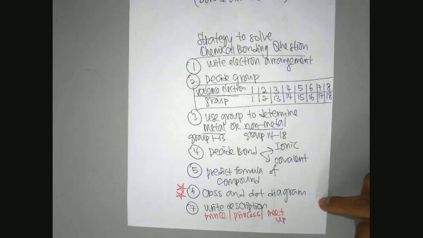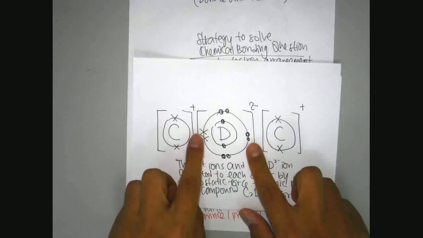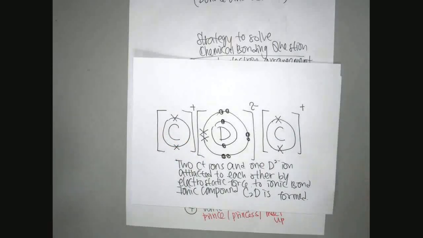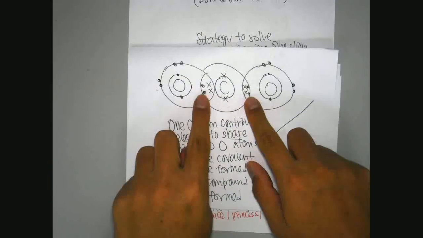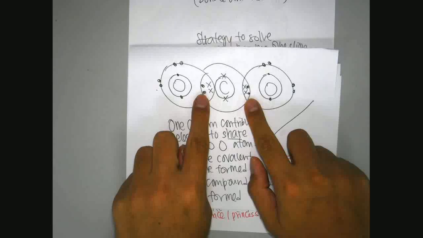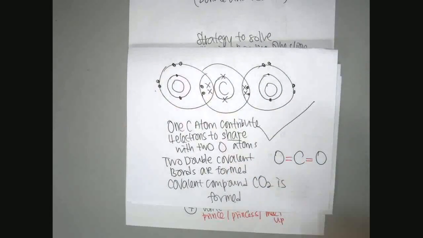Do remember that the cross and dot diagrams for ionic bond and covalent bond are a big difference. In ionic bond, you will see square brackets and charges, and some overlapping in between the shells. But in covalent bond, they need to share the electrons, so you will see an overlapping region. This overlapping is the sharing region, and in covalent bond you don't see any charges.